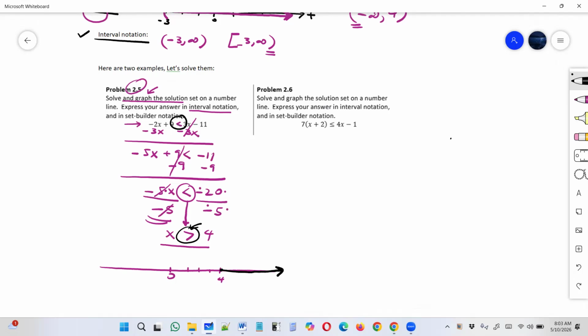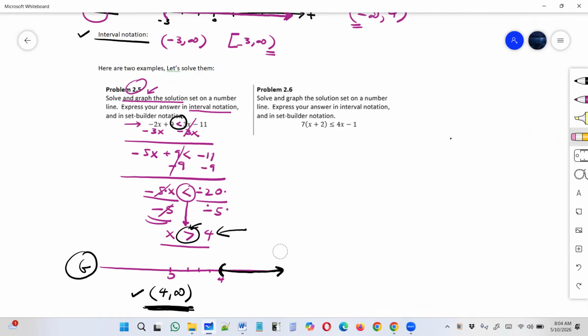Now, because there's no equal sign, we put parentheses here. So the solution in interval notation would be parentheses 4, comma, infinity. So this is what we need to see. The graph is optional. You can do it on your scrap paper, but this is the solution. Not only this is the solution in interval notation that we need to see. Okay?